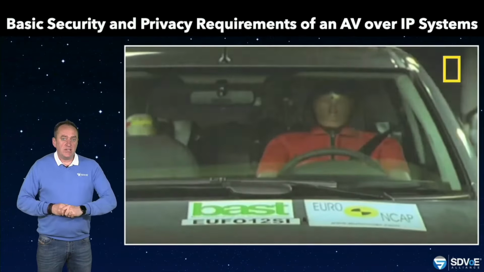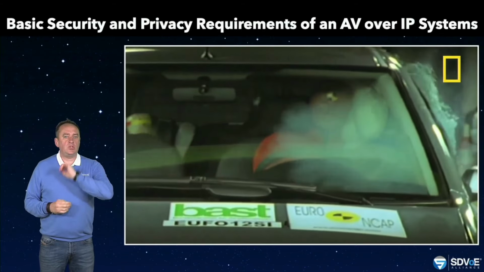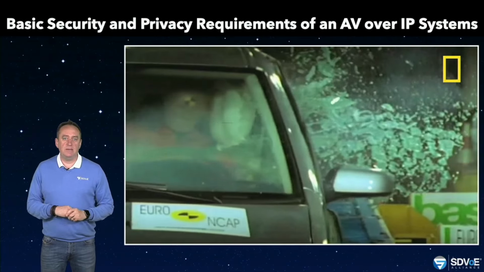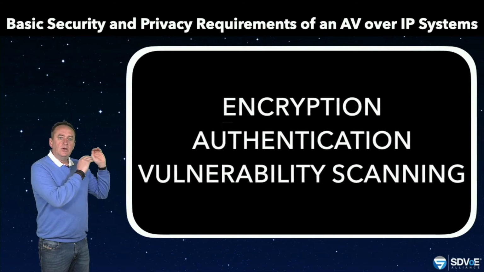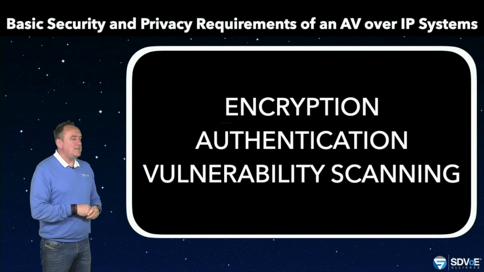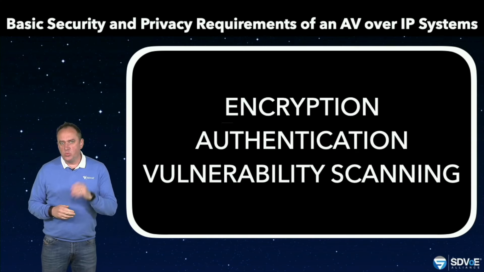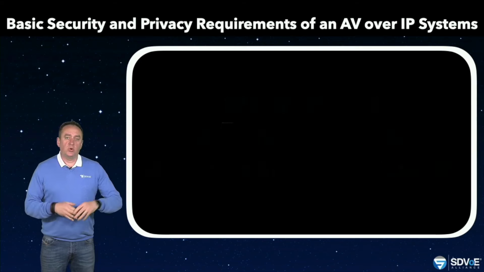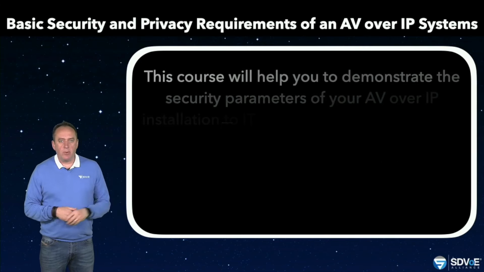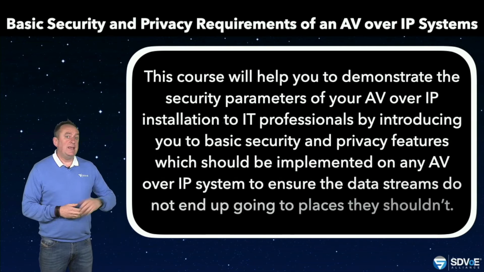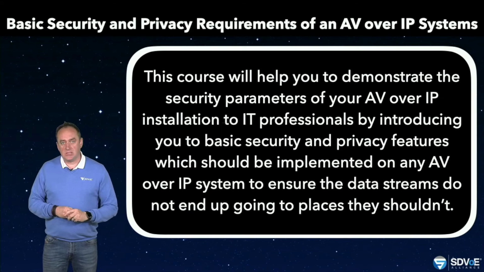Before any other features are considered, it's completely non-negotiable that your AV over IP system has the following 3 security measures in place: encryption, authentication, and vulnerability scanning. Without any of these, your AV and control data is wide open to theft. This course will help you to demonstrate the security parameters of your AV over IP installation to IT professionals by explaining these basic security and privacy features to ensure your data doesn't end up going to places or people it shouldn't.